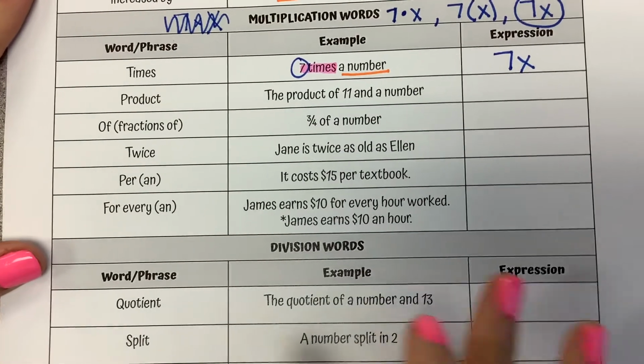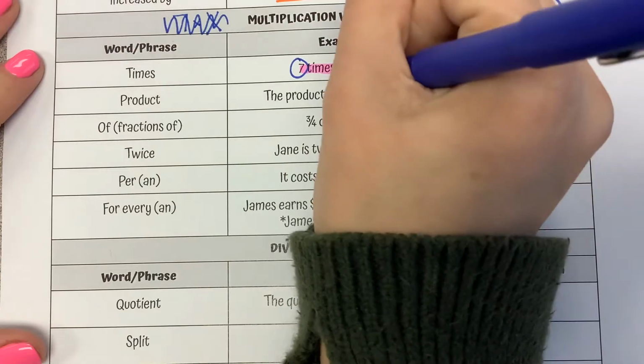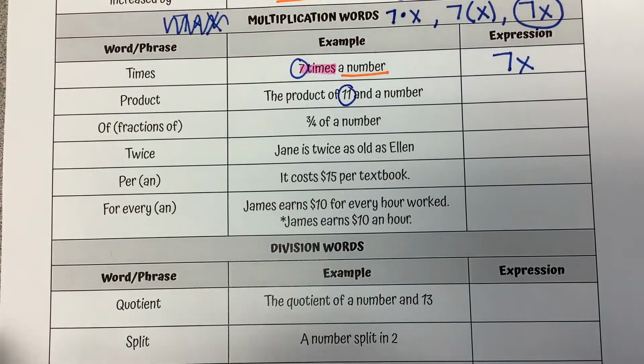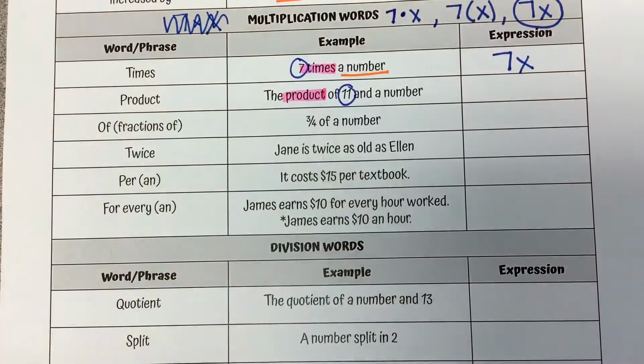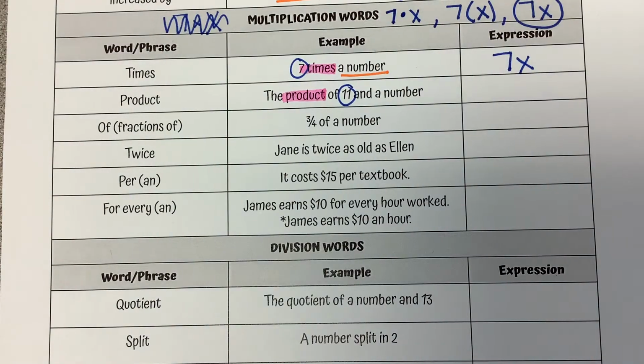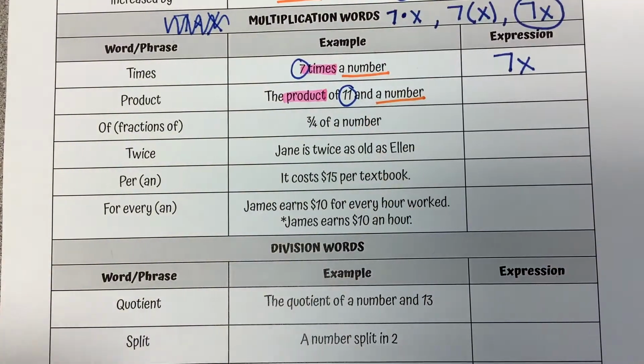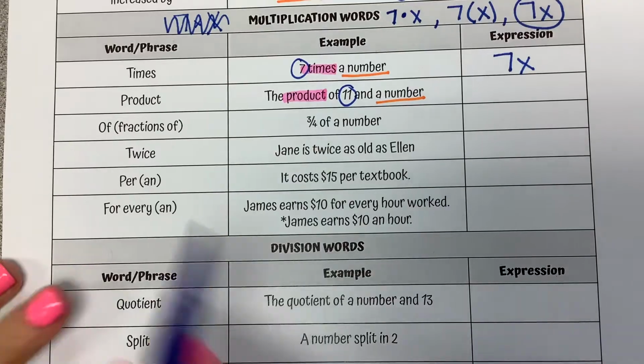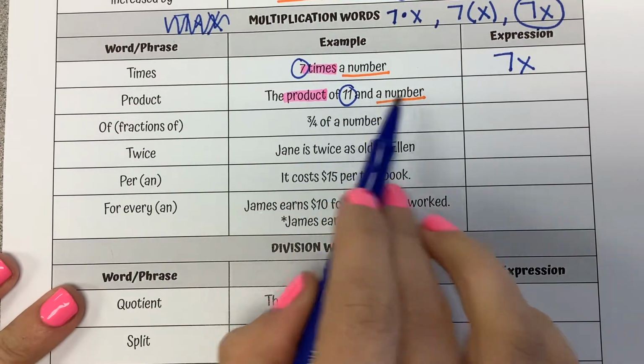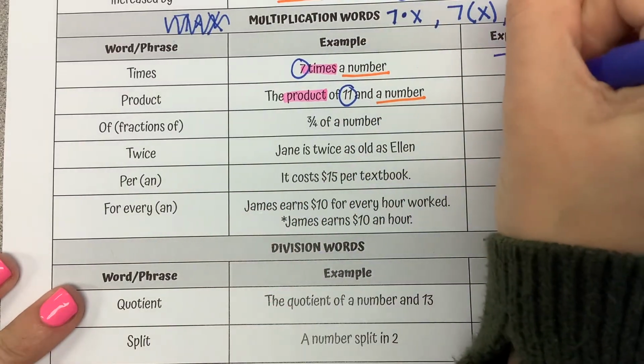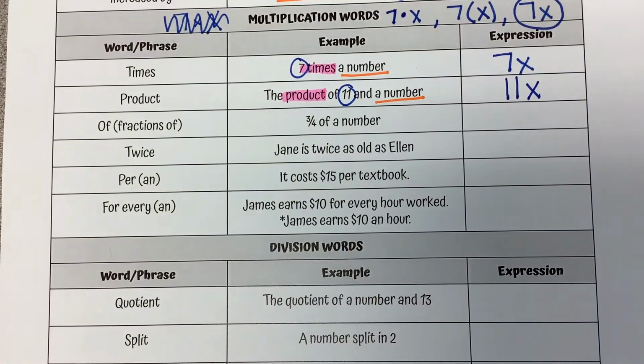But here, we've got the product of 11 and a number. So I'm circling 11. I'm highlighting our keyword, which is product. I'm underlining our unknown, which is a number. So the product of 11 and that number, we're doing 11 times our unknown number x. We're just writing that as 11x.